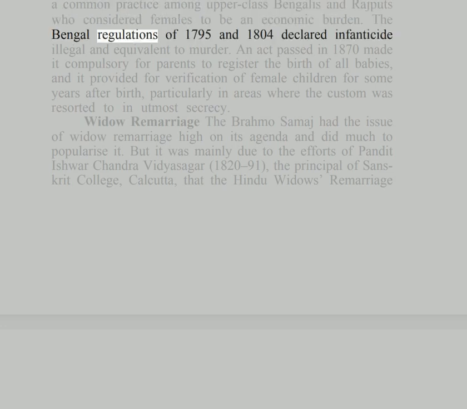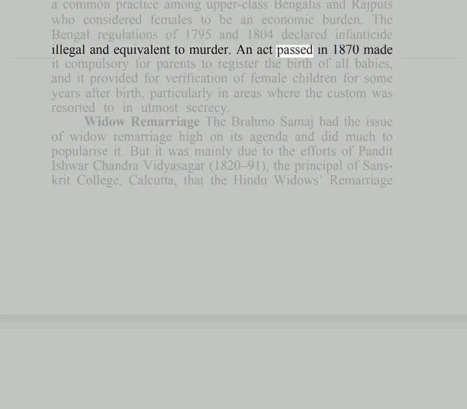The Bengal Regulations of 1795 and 1804 declared infanticide illegal and equivalent to murder. An act passed in 1870 made it compulsory for parents to register the birth of all babies, and it provided for verification of female children for some years after birth, particularly in areas where the custom was resorted to in utmost secrecy.